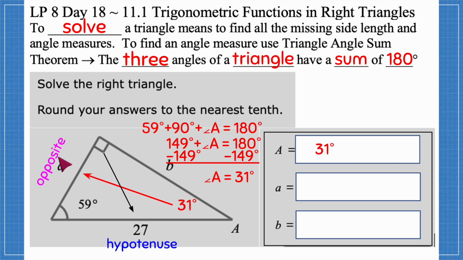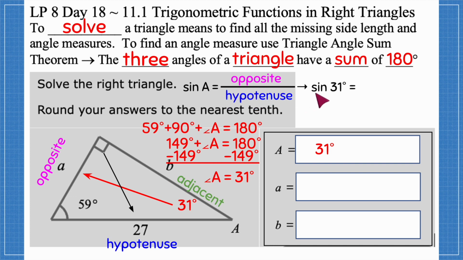We have 31 as our angle. We don't know our opposite, but I do know my hypotenuse. So I can use my sine function. And I labeled this adjacent just so you can see it, but I don't have my adjacent yet. That's another one I'm going to look for in just a moment. So opposite over hypotenuse, I'm going to have the sine of 31, because I actually know the angle this time. It's 31 degrees, equals a for the opposite over 27 for the hypotenuse.